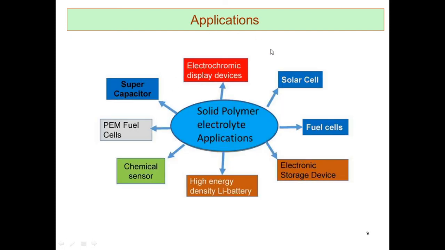These are some possible applications of solid polymer electrolytes. These polymer electrolytes can be used in various applications: supercapacitors, chemical sensors, fuel cells, solar cells, electronic storage devices, high energy density lithium batteries, electrochemical devices, etc. So this is a burgeoning field of polymer electrolytes. They are used in electrochemical and energy storage devices.